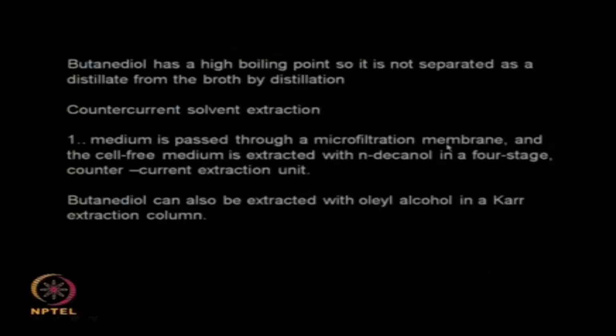So how do you do it? First, the medium is passed through a filtration membrane. Once it passes through, the cell free medium is obtained, and then you use a solvent for extraction, for example N-decanol. You can use a 4-stage countercurrent extraction. What does countercurrent mean? The broth which is free of cells passes in one direction, and the extracting solvent like N-decanol passes through another direction. That is what is called countercurrent. So butanediol is extracted using a 4-stage countercurrent. You can also use a Karr extraction column for extracting butanediol. Here oleyl alcohol is used as a solvent.